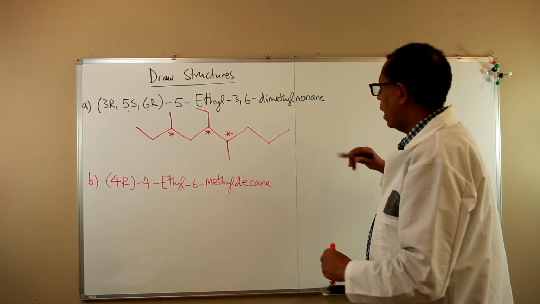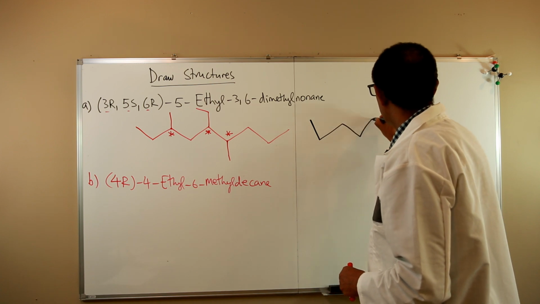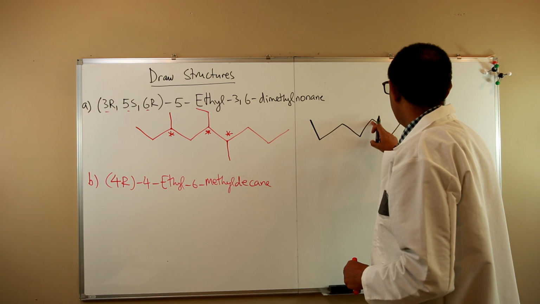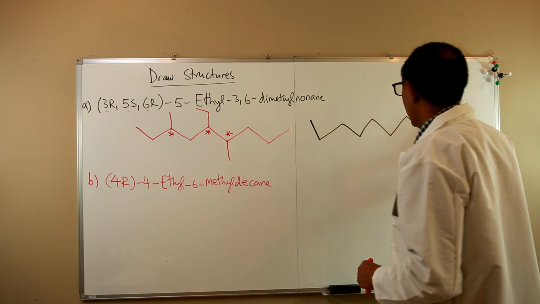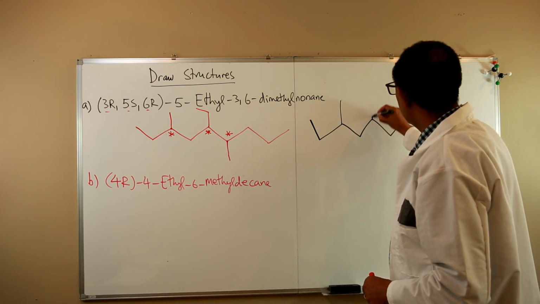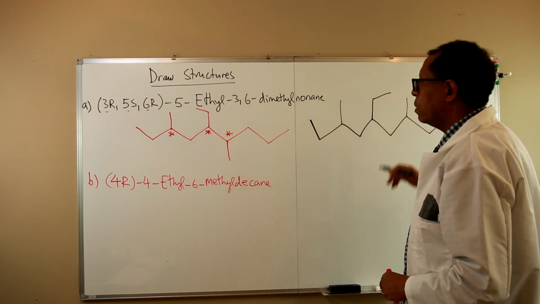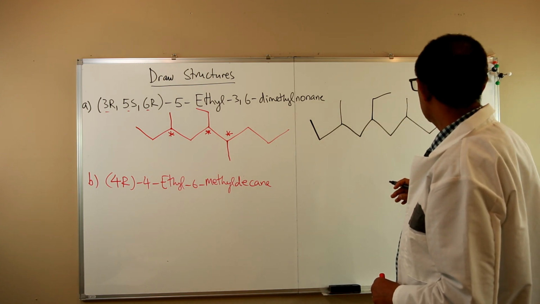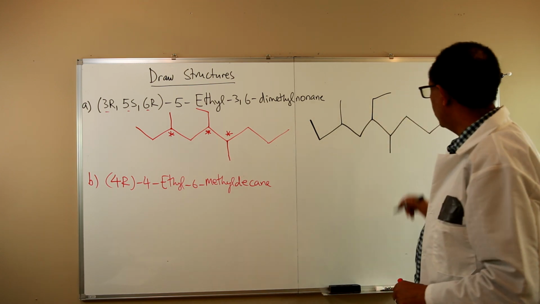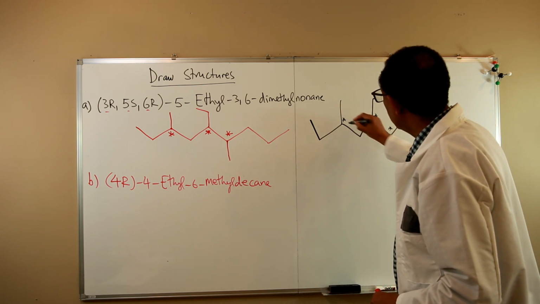So if I just rewrite that again, 1, 2, 3, 4, 5, 6, 7, 8, 9. At 3 position I have methyl. At 5 position I have ethyl. At 6 position I have methyl. Oh no, that is not 6 position. 6 position is right here. So this is a stereogenic center, this is a stereogenic center, this is a stereogenic center.